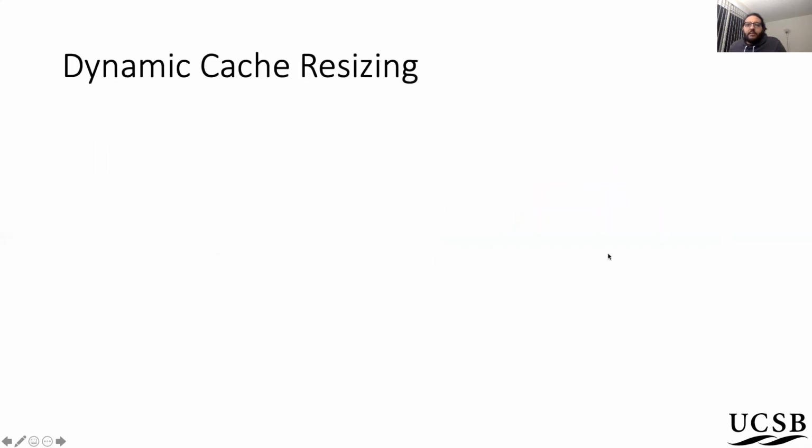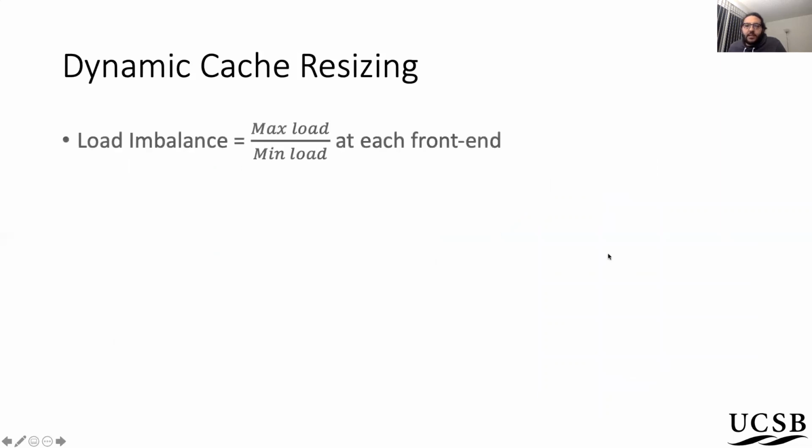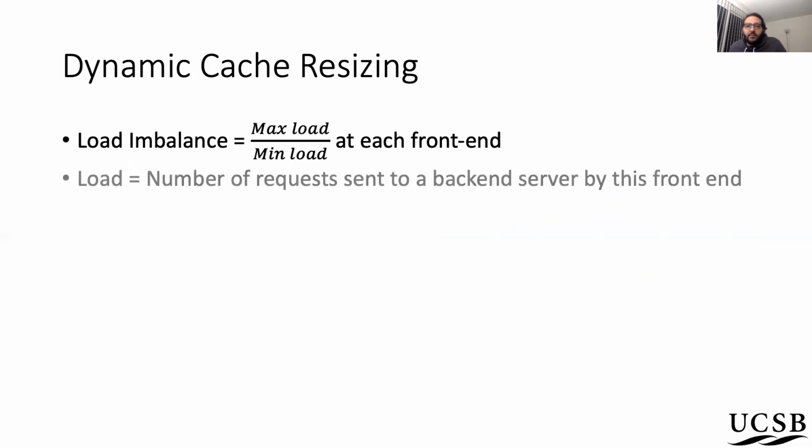In COT, there is no centralized decision about which keys to cache and what the front-end cache size is. Each front-end determines its contribution to the caching server load imbalance. Load imbalance equals the max load over the min load of the caching servers at this front-end server. Load is determined as the number of requests sent to the back-end caching servers by this front-end server.